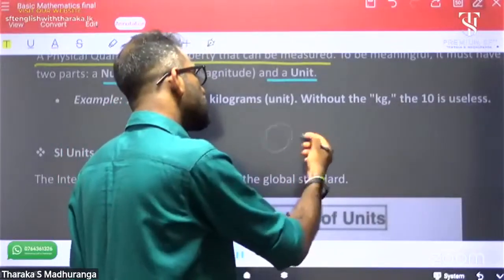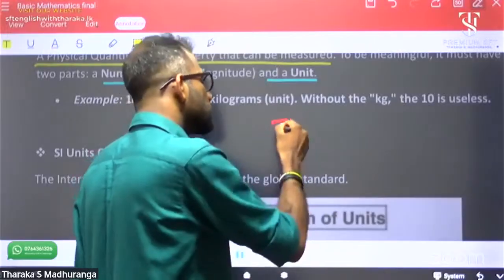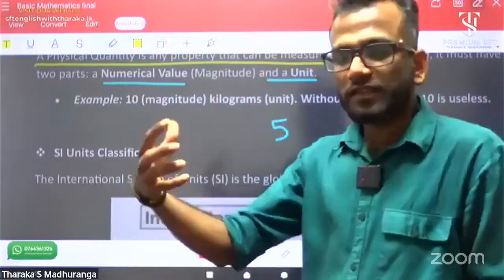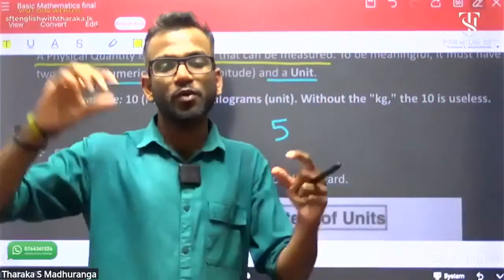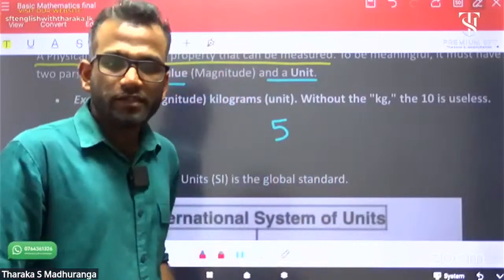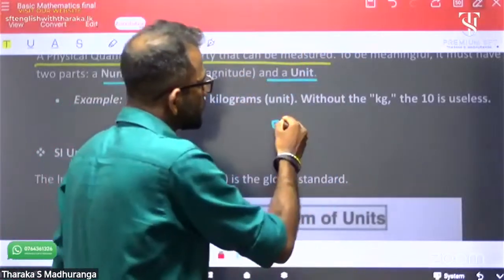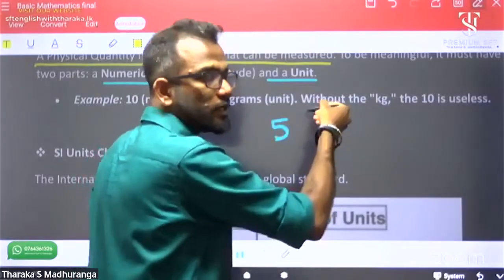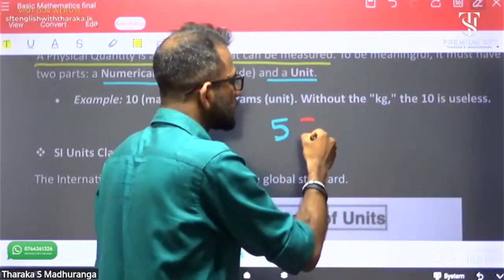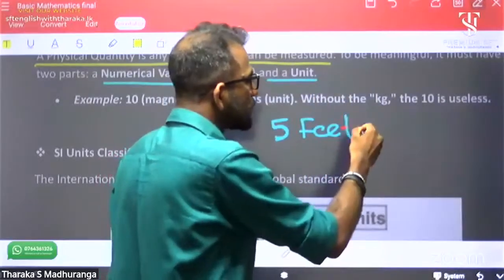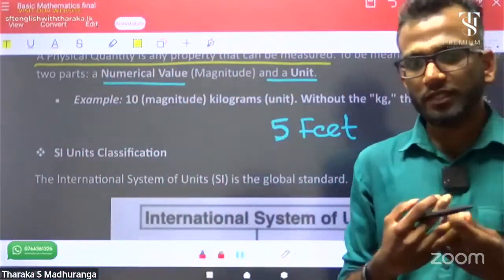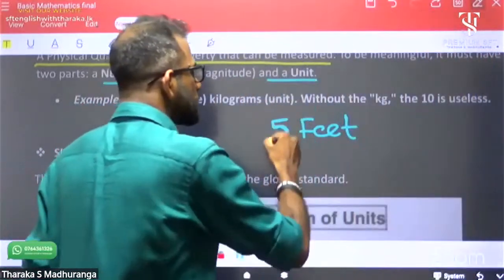Think if I told you my height is 5. Can you understand? Is it meter or centimeter or inch or feet? No, you can't understand. If it is meaningful, it should have a value as well as a unit. If I tell you my height is 5 feet, now you can understand. Okay, that's the meaning of physical quantity.